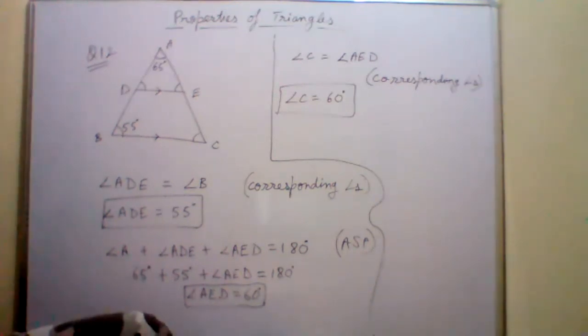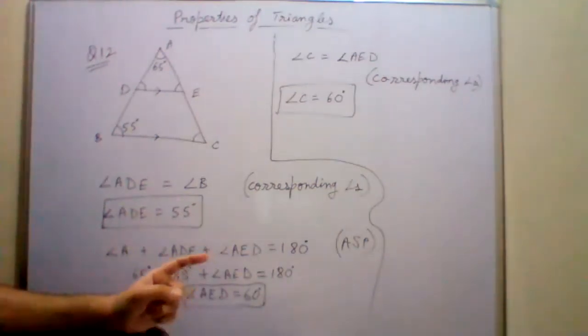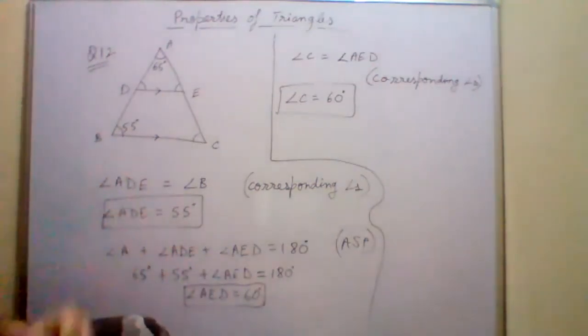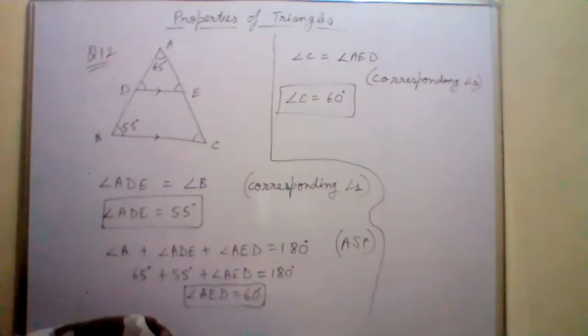Is it possible that in a triangle one angle is obtuse and two angles are acute? Yes, this is possible. So third one is yes. Fourth one, all angles more than 60. Not possible, no. Because if all three angles are more than 60, the sum will be more than 180. Is that possible? Not possible. So no is the answer.